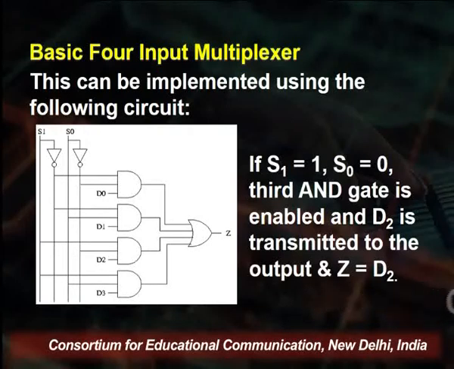Since we are studying the sum of products formulation, SOP architecture demands that everything ends in an OR gate. Again, taking the same example of S1 being 1 and S0 being 0, only the third AND gate would be enabled and D2 would be transmitted to the output, that is Z will be equal to D2. So this is how, with the choice of particular selection lines, we are able to make an informed decision to transmit particular data to the output. And likewise, we have the same thing happening in a multiplex. D0, D1, D2 and D3 are different films which are already fed to the different screens, out of which we make an informed decision to choose one particular film to watch, and that is the output that we get.